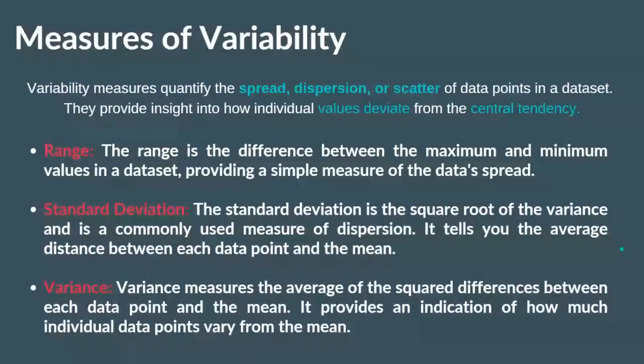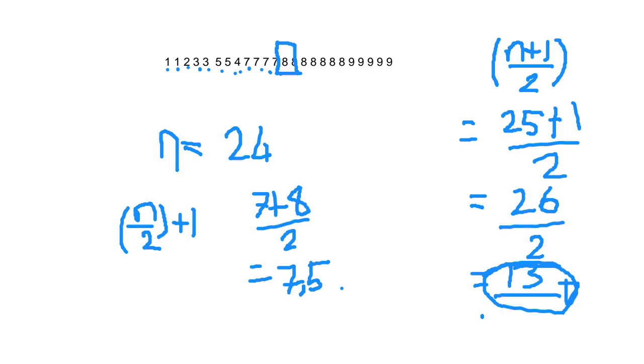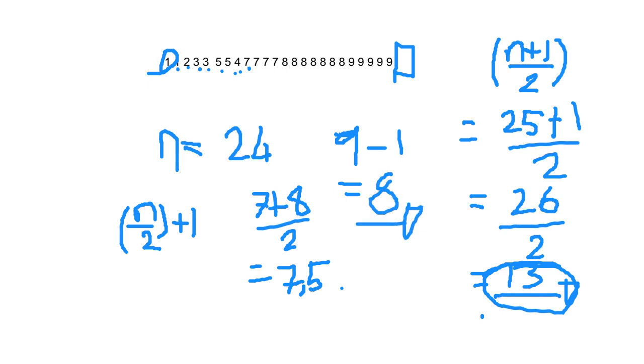Okay, let's pop very quickly back to the whiteboard just to demonstrate this. So in this data set that we have, okay. So the highest number we have here is 9. Okay, so the range would be 9 minus, and the lowest number we have is 1. So it would be 8.